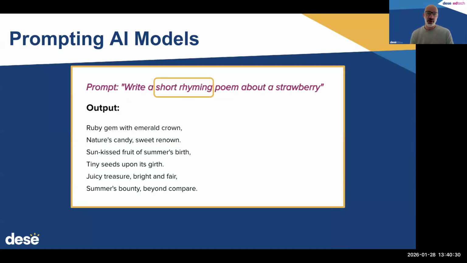Let's add a layer: "Write a short rhyming poem about a strawberry." It has an emerald crown, it's renown, it's summer's birth, its tiny seeds upon its girth, it's bright and fair beyond compare.